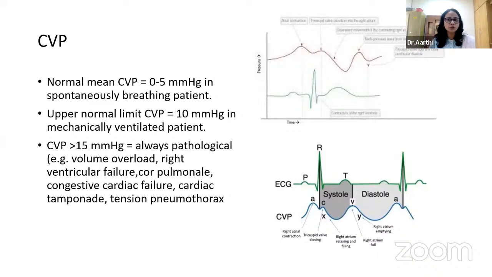So CVP should not be regarded as a single parameter. It always has to be guided with the clinical condition of the patient, and trend of CVP analysis has to be done.